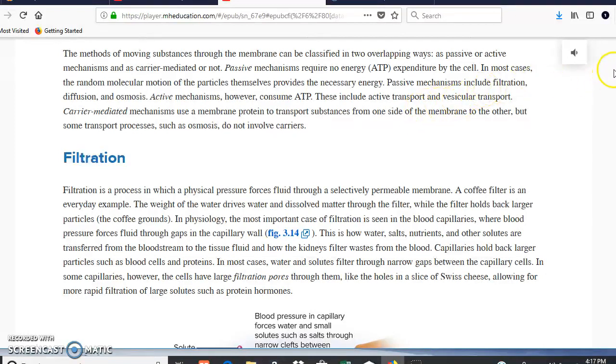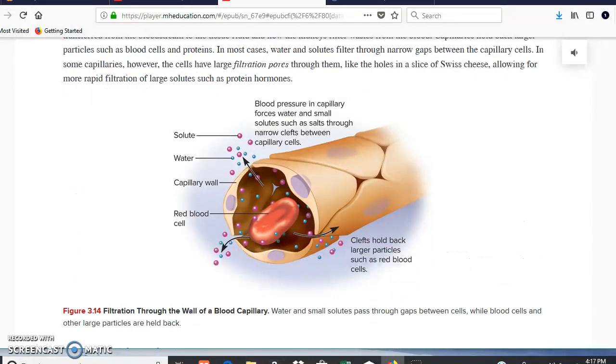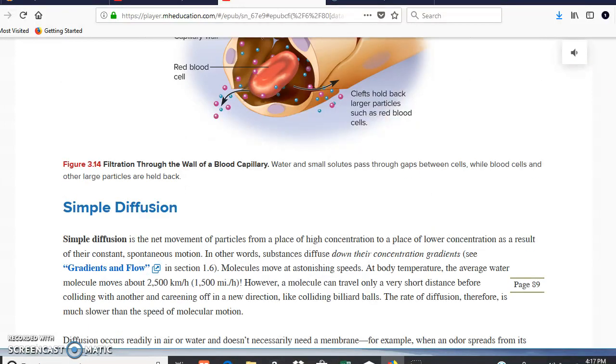Examples of passive transportation are going to be filtration. That's how things get filtered. As you can see in this figure, from the outside to the inside or from the inside to the outside, depending where you have more. Again, remember, it always moves from high to low.